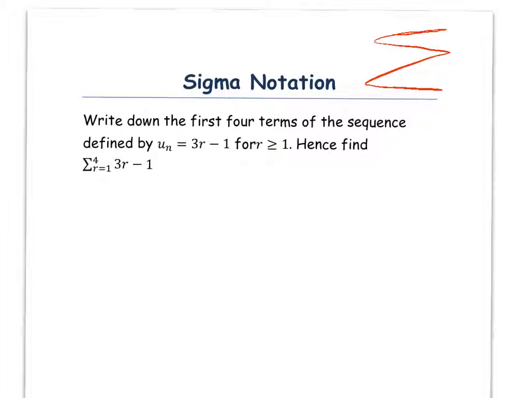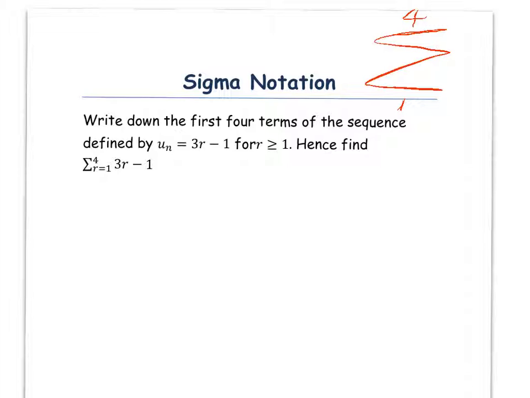Now, the number which is usually written at the bottom is where you start from. So, for example, 1. And the number at the top is where you're ending. So you're doing the sum of all the terms from 1 to 4.